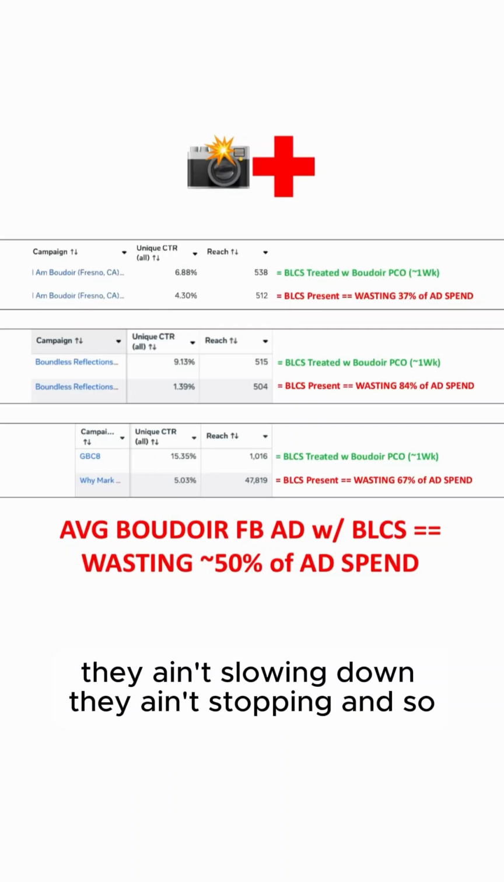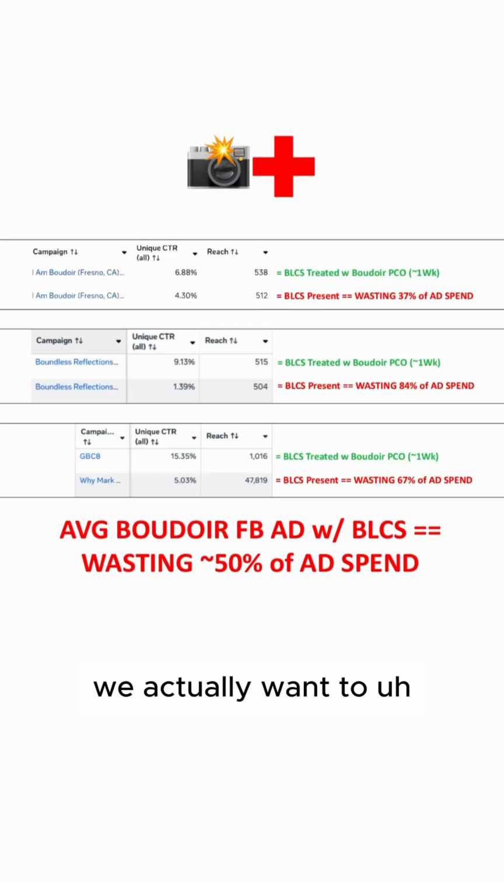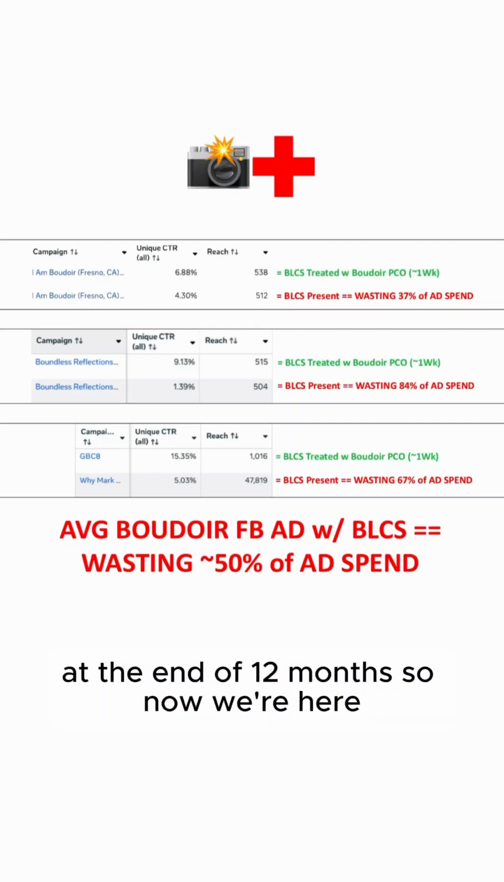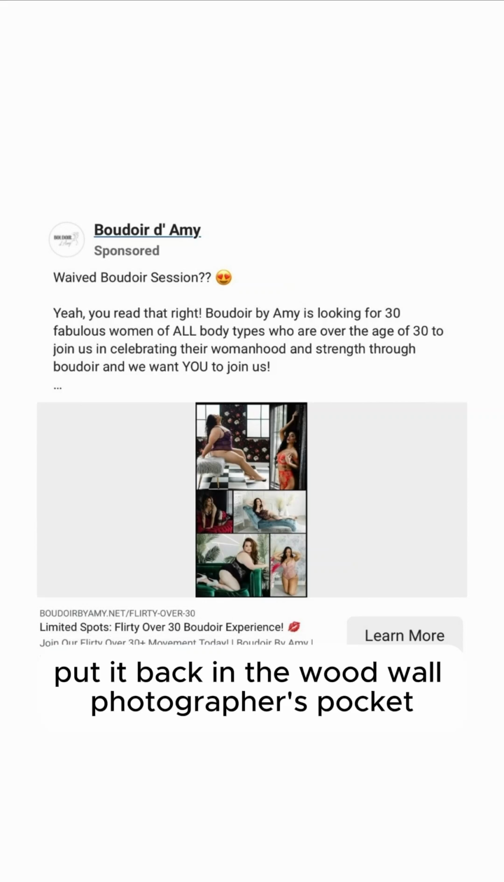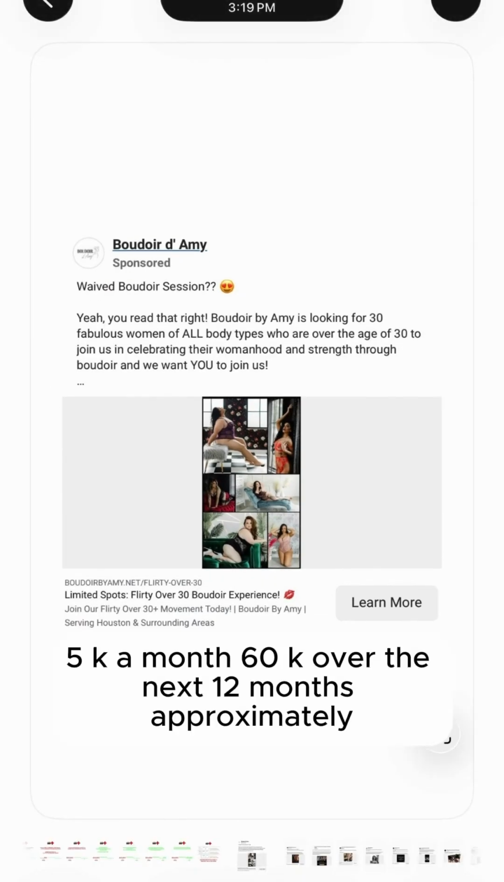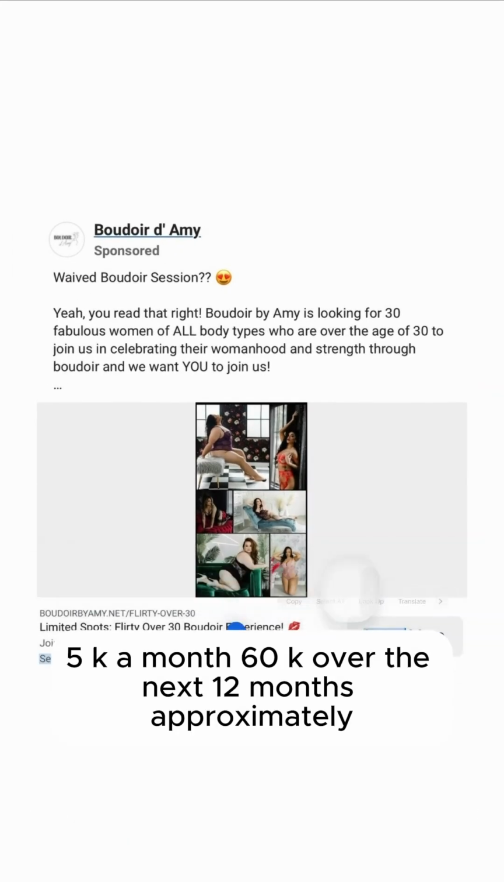And so on average, that'd be 60K kind of bonus back in the business owner's pocket at the end of 12 months. Put it back in the boudoir photographer's pocket. 5K a month, 60K over the next 12 months approximately.